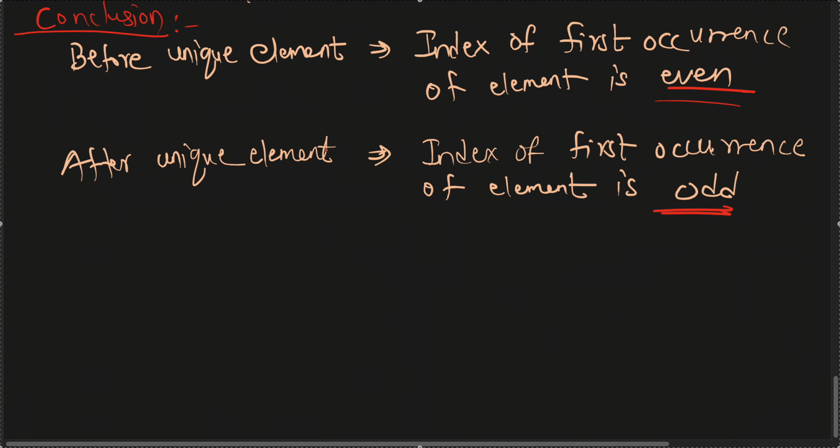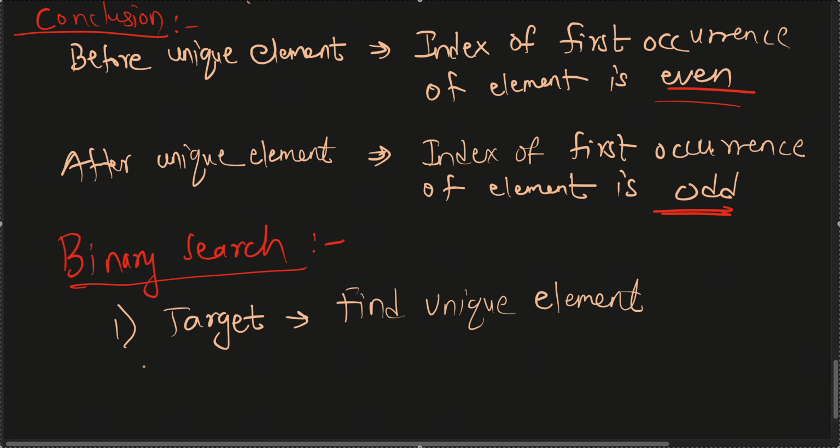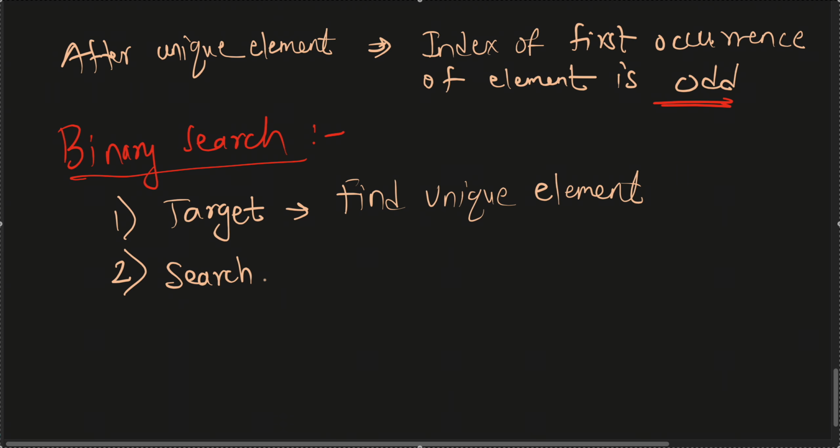So can we apply binary search here? Can we apply? So for binary search, what do we know? For binary search we need two things, right? We need a target. So for this example, what is the target? We have to find the unique element, so the target is the unique element. And the second thing that we need is a search space, right? So the search space is our entire array from 0 to n-1.